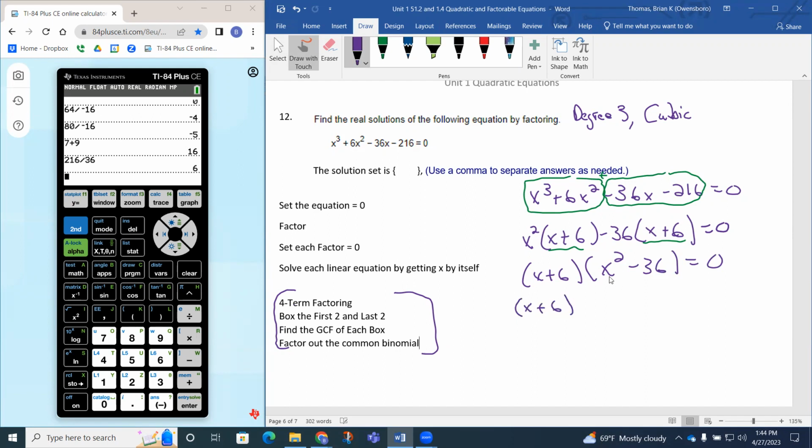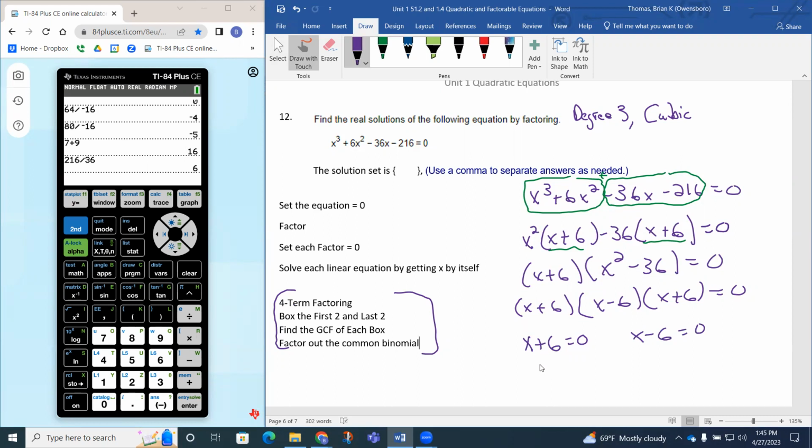So the x plus 6 is a linear. We're good to go there. But notice how we have this quadratic. But notice how it's a difference of squares, because we know that 6 squared is 36. So this is going to factor into x minus 6 times x plus 6 is equal to 0. So notice how we have this x plus 6 twice. So really all I have to do is set x plus 6 equal to 0 and x minus 6 equal to 0 because there's only 2 different factors.